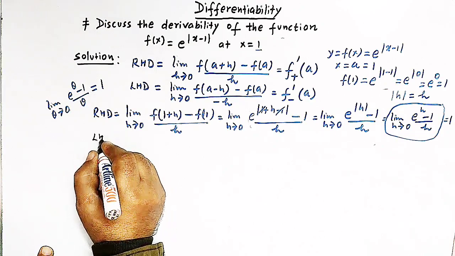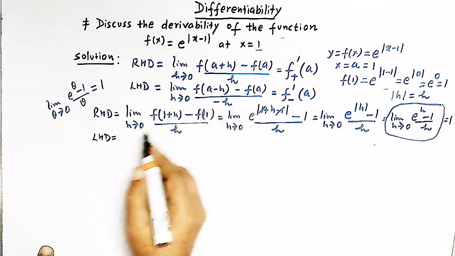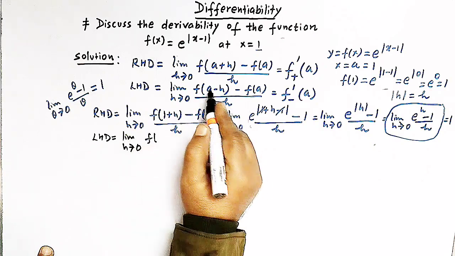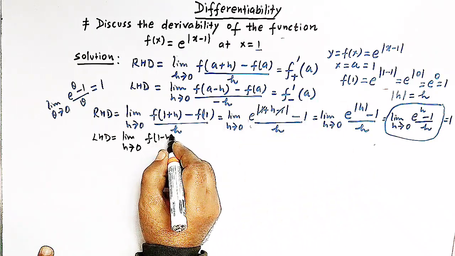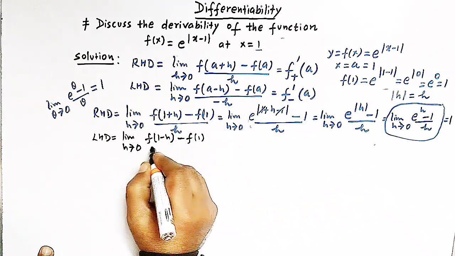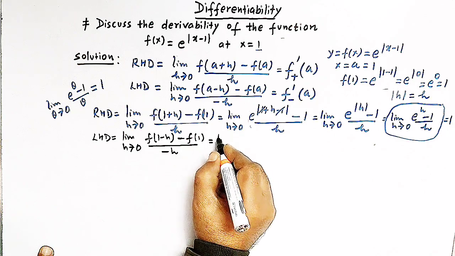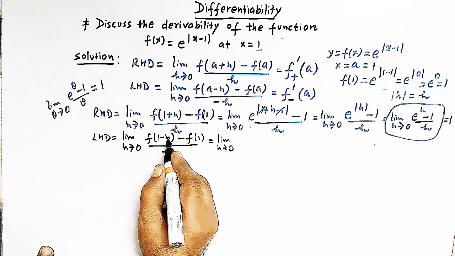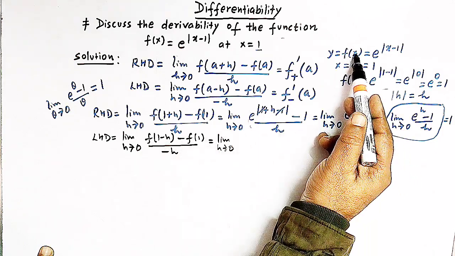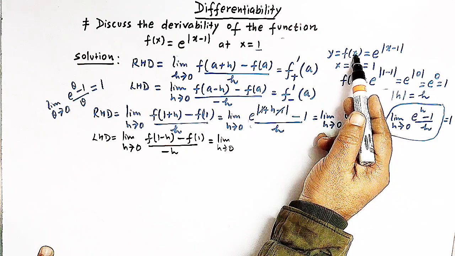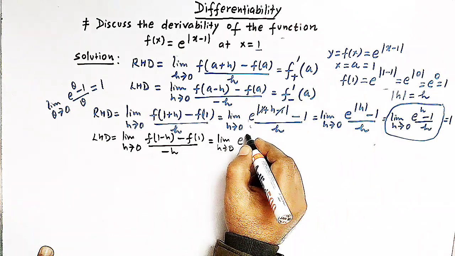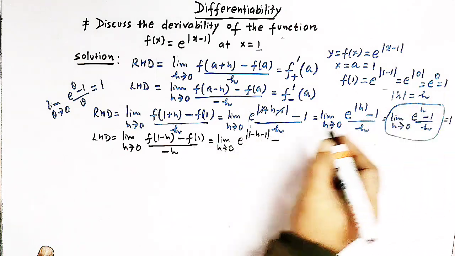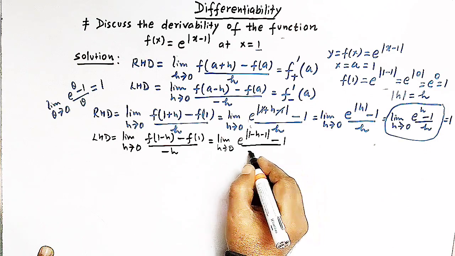So the left hand derivative is given by this limit. So we have limit h tends to 0, and we have f of a minus h. So a is 1, so we have f of 1 minus h minus f of 1 divided by minus h. Now f of 1 minus h can be obtained from here by replacing x by 1 minus h. So we have e raised to mod of 1 minus h minus 1, and f of 1 is equal to 1, and here we have minus h.